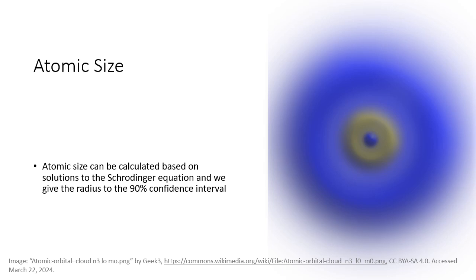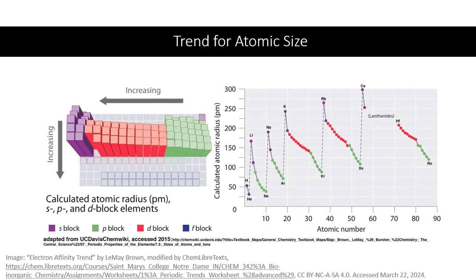All right, so let's talk about atomic size. Atomic size can be calculated based on solutions to the Schrodinger equation. We give the radius of a particular element to the 90% confidence interval. So we say if 90% of the time the electron is in this particular amount of space, that is what we're calling the radius. So this is a calculation. Atomic radii have a pretty simple trend of increasing down and to the left.